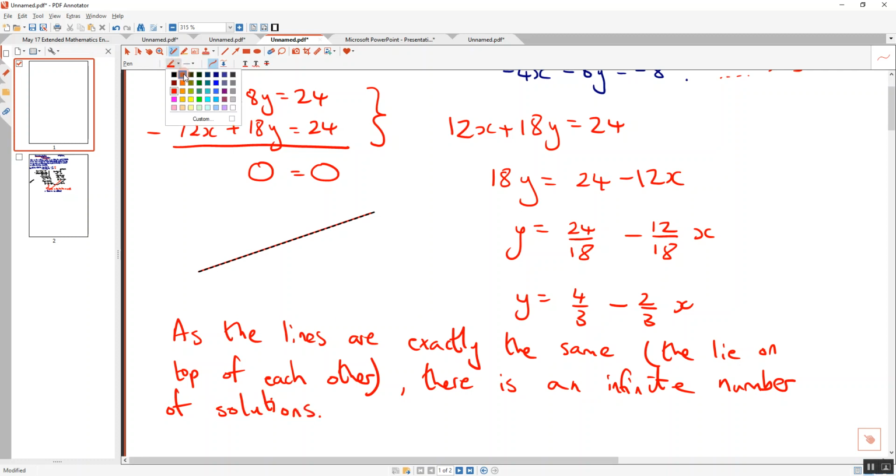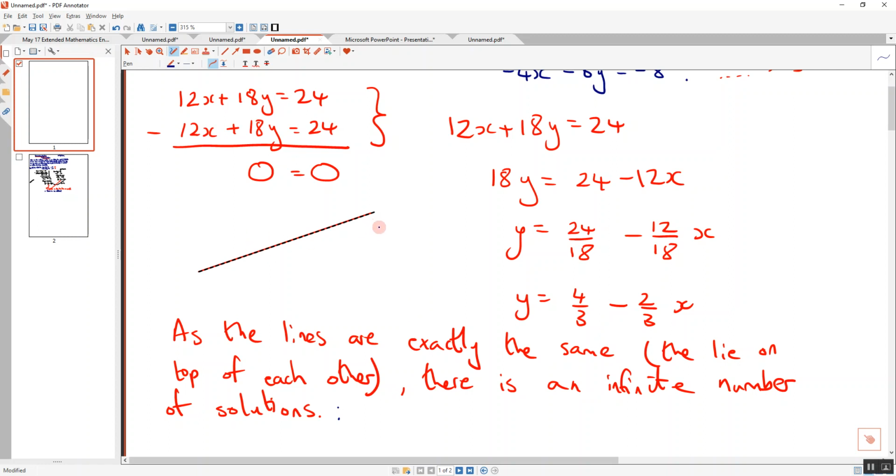Now, we can actually go a bit further with this. We didn't talk about this yesterday. So there's an infinite number of solutions. I could not write down all of these solutions, but I can generalize what the solutions are. Now, this is going to seem a bit strange.